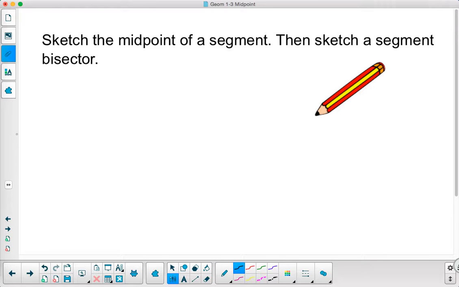Then what you should have done is just with your pencil, drawn a segment, and then here's the midpoint, with tick marks. I'll put 2 this time so it's a little bit different. There's a midpoint of a segment. A segment bisector is any line or ray or segment that goes through that midpoint location. So there's a sketch of a midpoint and then a segment bisector.